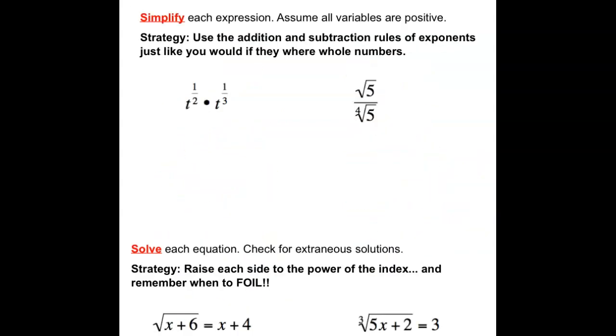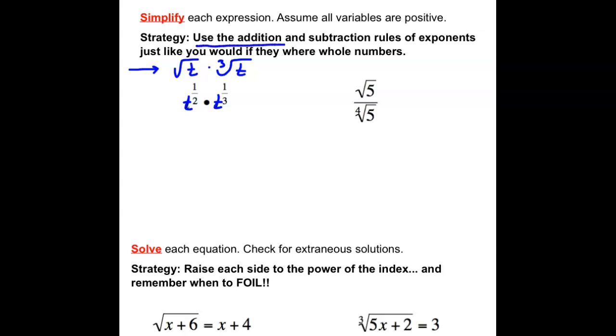All right, next one. We're simplifying each expression. Again, we're assuming all variables are positive. This one we have the common base. They're both t's, but they're different types of roots. This is a square root of t times a cube root of t. So when we look at it with these radical notation, we can't do anything. But if we convert it to these rational exponents, then we can.